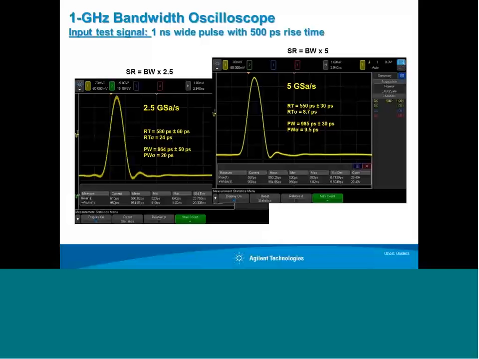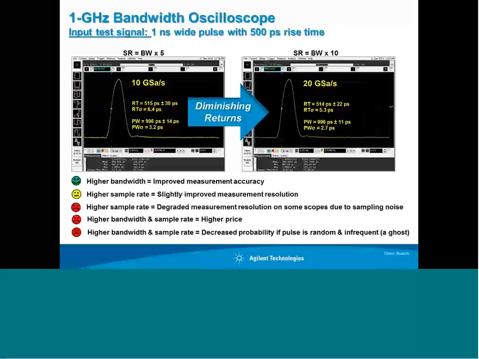The scope on the right that's sampling twice as fast, it's slightly more accurate. 500 picosecond input, we measure 550 picoseconds. So we're getting about 10% error, and the standard deviation is about 3 times better than it is with a scope sampling at 2.5 gigasamples per second. But both scopes can capture this very narrow pulse reliably. In this case, it is a repetitive pulse. But both scopes have the same probability if these narrow pulses were random or infrequent. They'd have the same probability.